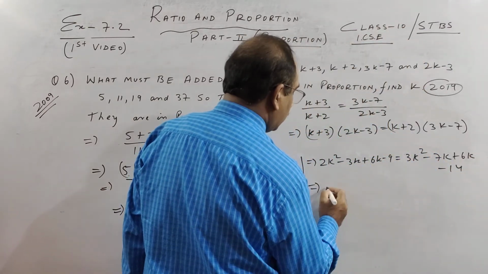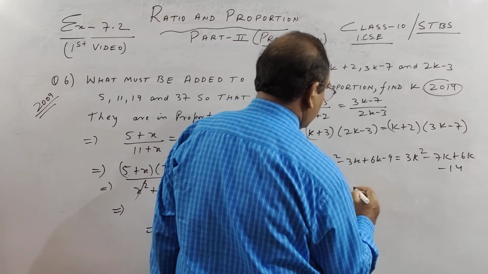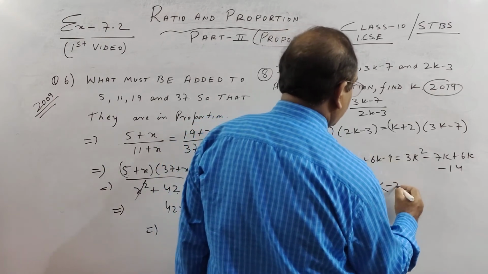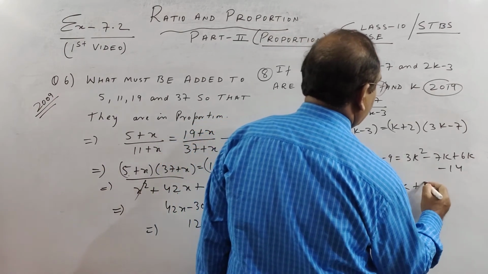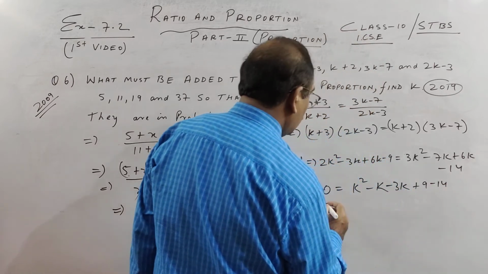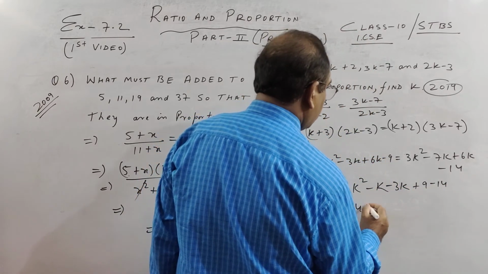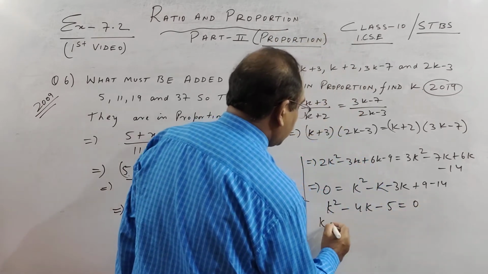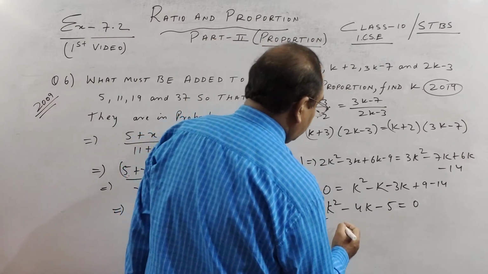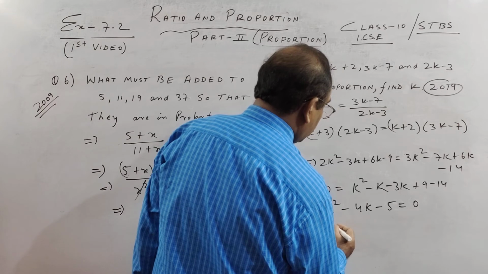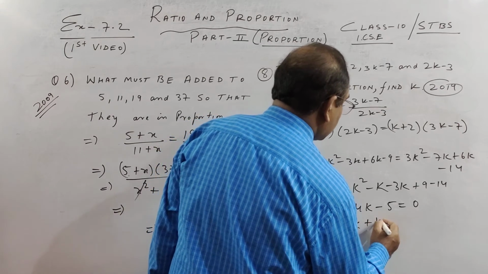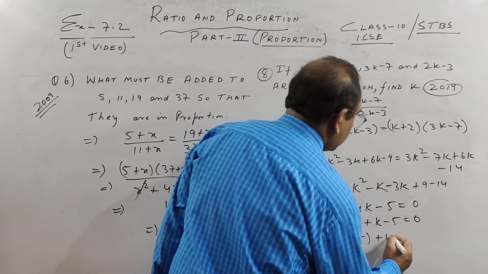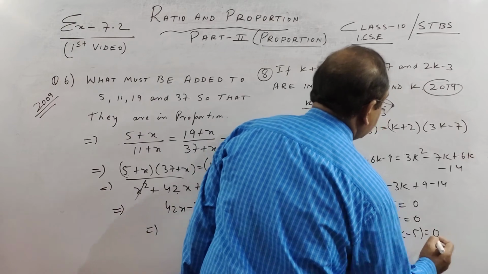If you do, children, this side I put 0, 3k square, 2k square goes there, so k square here, minus k. This side plus 3 will become minus 3, minus 9 will become plus 9, and here I have minus 14. So I get a quadratic equation. If you see, minus 4k, minus 5 is 0. So you have k square minus 4k minus 5 equal to 0. Do middle term breaking. You can see my class 9 video on middle term breaking. You will see k square minus 5k plus k minus 5 is 0. k into k minus 5 plus 1 into k minus 5 is 0.